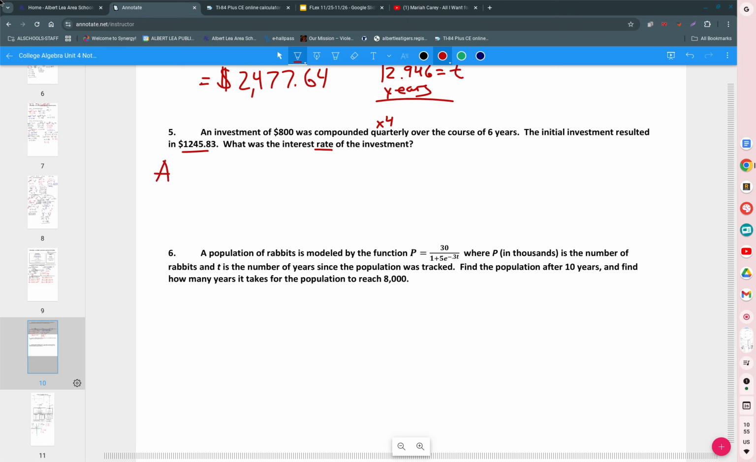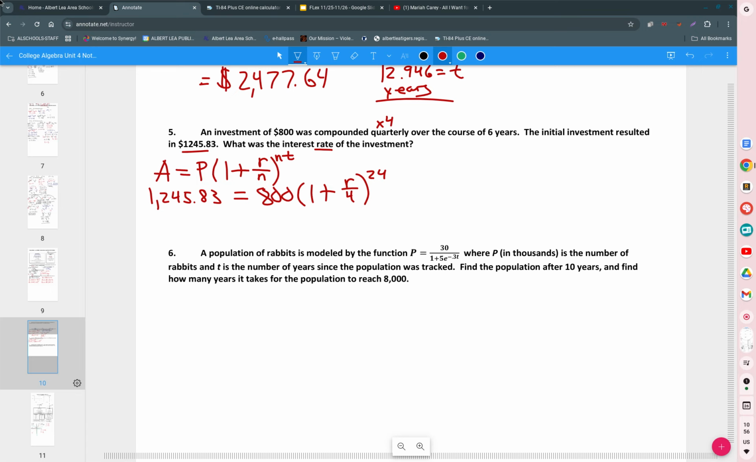So I have the amount is equal to the principal times 1 plus the rate divided by the number of times it's compounded each year, raised to the nt power. The amount says it's resulted in 1,245.83. What number do I put in for the principal? 800. What number goes in for r? We don't have that number. That's what we're trying to solve. Divided by 4, raised to the 4 times 6. So 4 times a year, 6 years. So as we said, 24 times it gets compounded.